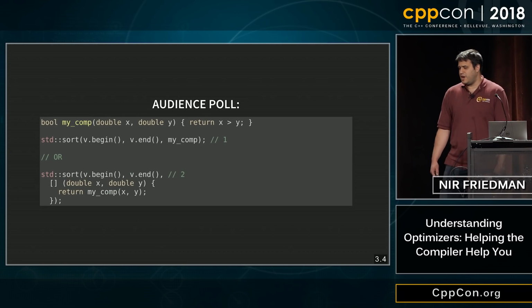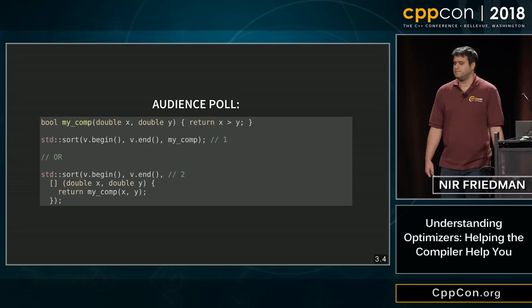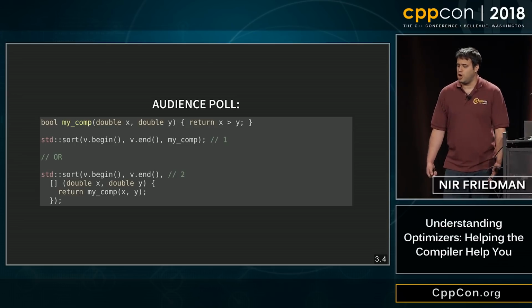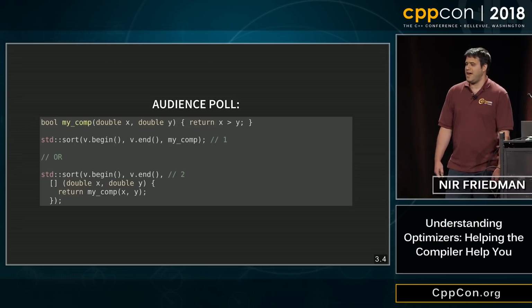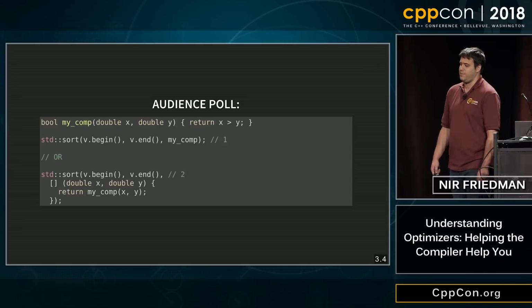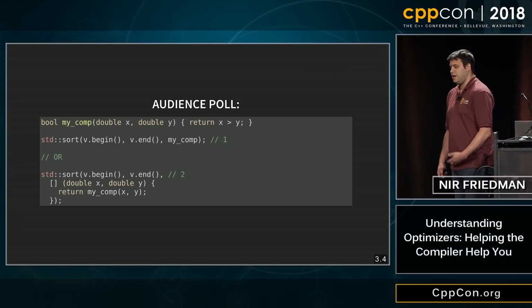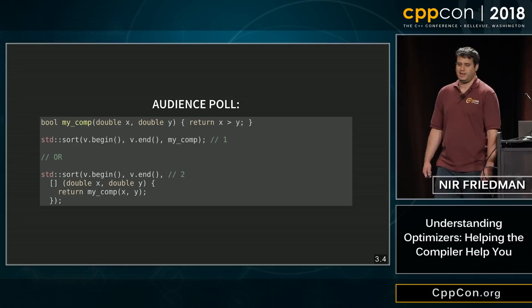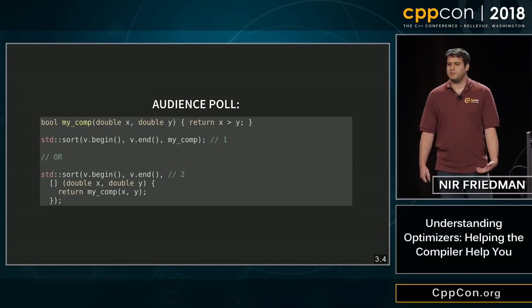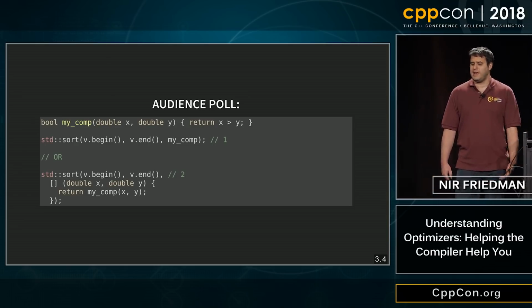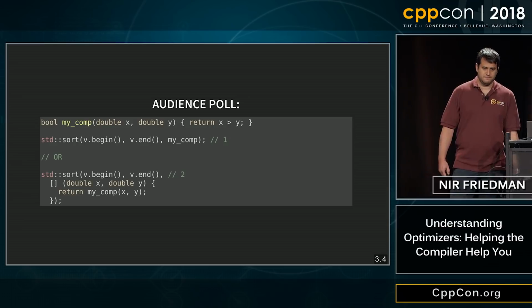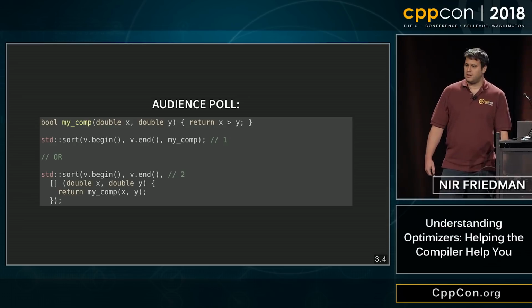So here's another kind of weird example. Here are two calls to std::sort. They have the exact same behavior, right? I have a comparator, which is a function. In the first case, I pass the function directly. In the second case, I'm doing something kind of weird, right? I'm creating a lambda, and the lambda calls the function. What the heck's going on?